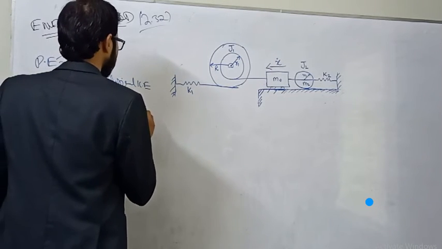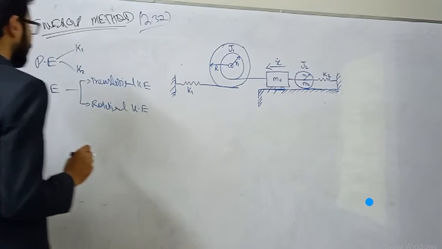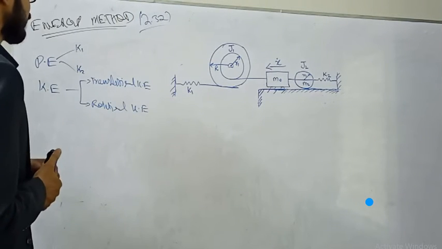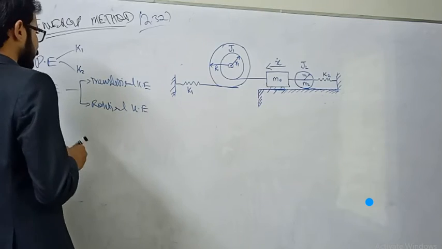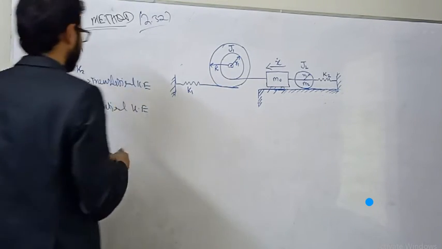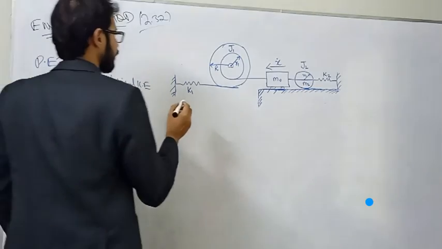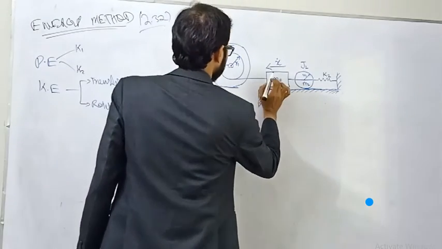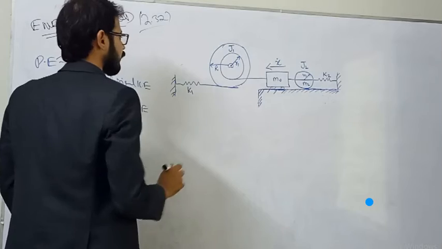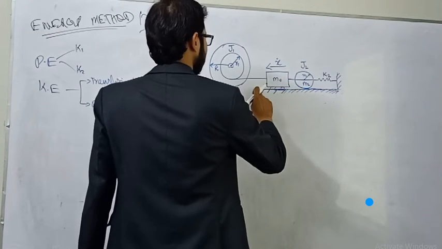Because in this case we can see we have a translational mass, and we have a rotational disk as well. So, translational kinetic energy. We will see the associated translational case. For example, this mass is translating.